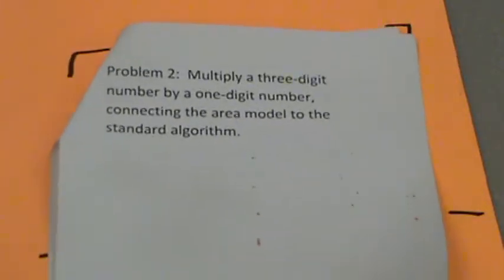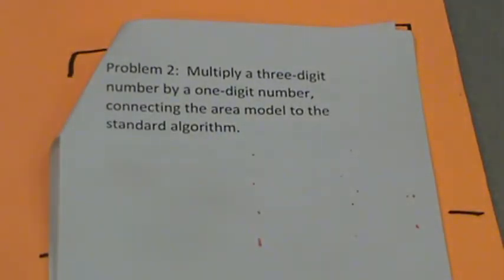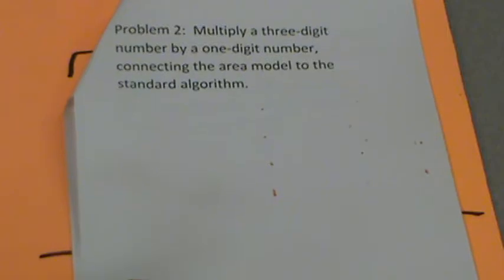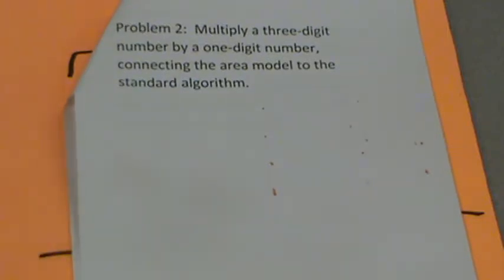And we're going to multiply a 3-digit number by a 1-digit number, connecting the area model to the standard algorithm. So let's make a big old area model first. I like those big old area models. And I'll use the nice pen. I don't like that pen. That's not my style. Let me find a pen I want to deal with. Here we go.